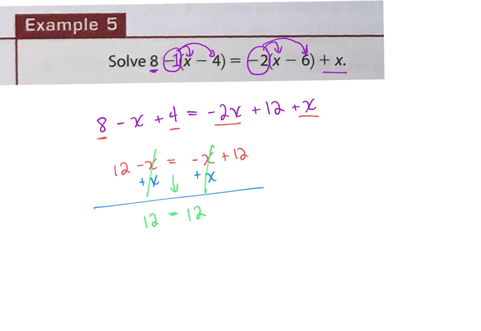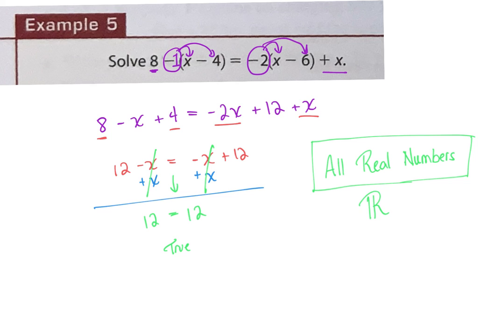When does 12 equal 12? Always. This is a true statement. If you get a true statement when you cancel out all of your x's, then this is going to be all real numbers. You can put any number in this equation and it will be true. You can write all real numbers, or if you remember the symbol for all real numbers, you can put that too, as long as you put the symbol for it. All real numbers. Any number that you pick for x will work. 1, 2, 3, 4, negative 725. Plug it in, it's going to work.